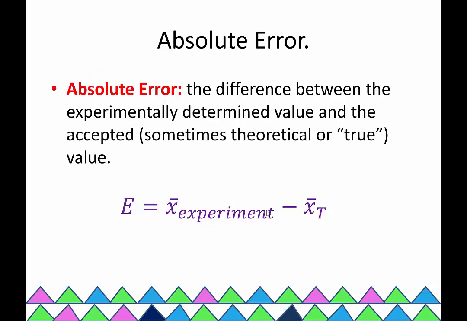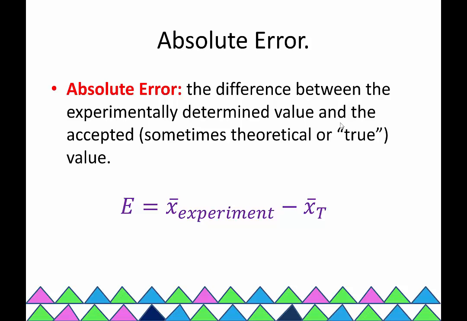Lastly, we're going to talk about absolute error. Absolute error is simply the difference between the experimentally determined value and the accepted or the "true" value. The reason why we put the true value in quotations is because there's no perfect way to know exactly what this true value is. We can only do a lot of measurements with several different methods to get close to what the true value is, but we can never know for certainty what it is.